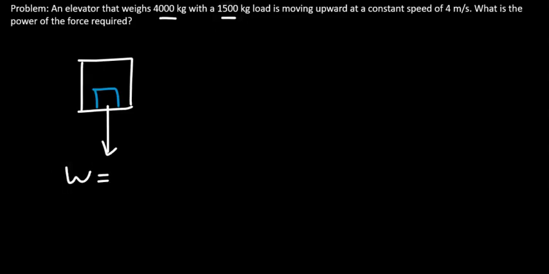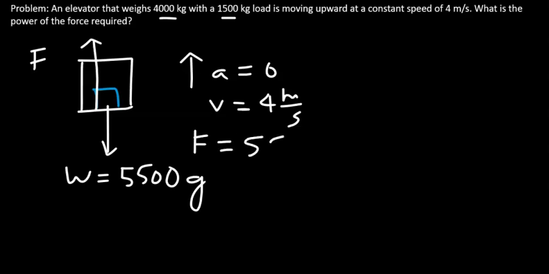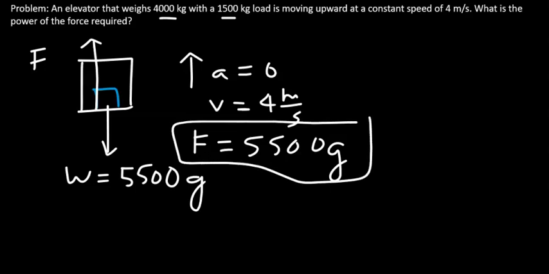is 4,000 plus 1,500 kg, so that is 5,500 kg times gravitational acceleration. Now there is no acceleration, so a is 0 because it's moving at a constant speed of 4 meters per second. So the upward force, and there must be one, has got to be 5,500 g. Only then the net force is 0. And when the net force is 0, we know the acceleration is 0, as is the case for this problem.